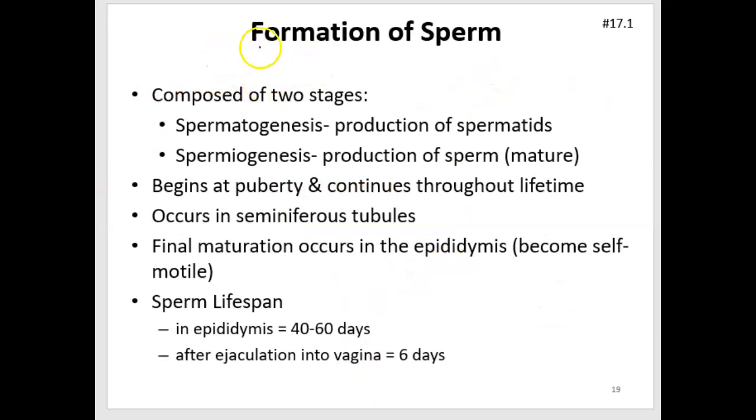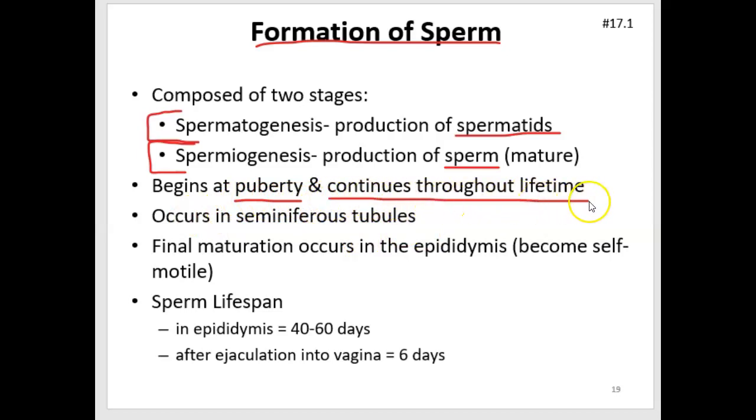Now we're going to look at function and talk about the formation of sperm. Sperm are formed in two stages. The first stage is called spermatogenesis, and spermatids are made. The second stage is called spermiogenesis, and the spermatids mature into what we call sperm. The formation of sperm begins at puberty, due to hormones, and continues throughout the lifetime of a male. As you know, it happens in the seminiferous tubules, but the final maturation can occur in the epididymis. This is where sperm become what we call self-motile, and I'll explain that as I progress.